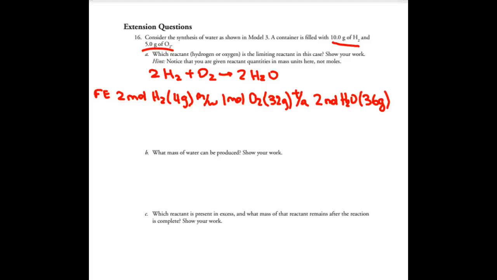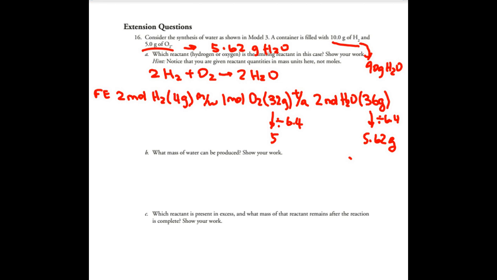So if we're starting with 10 grams of H2, we're multiplying by 2.5, and that would be 90 grams. So if H2, 90 grams of water is what it would produce. Now, if you were to start with 5 grams of O2, we would find that the conversion factor is a division by 6.4. If we divide this by 6.4, we should get 5.62 grams. So if you start with 5 grams of O2, you get 5.62 grams of water. So what you notice is that oxygen is the limiting because it's producing far fewer oodles of H2O than the 10 grams of hydrogen.